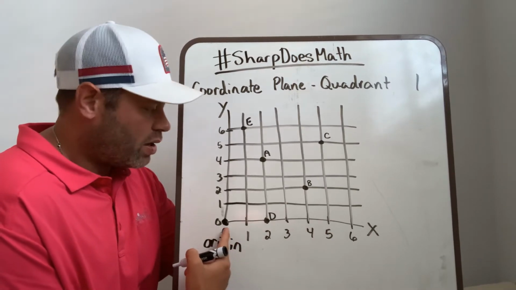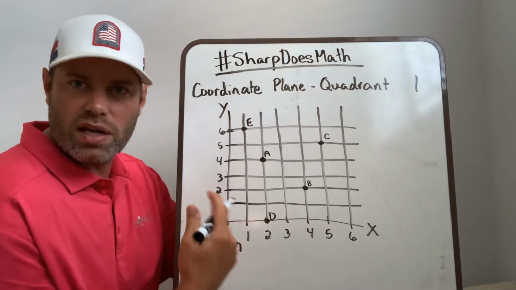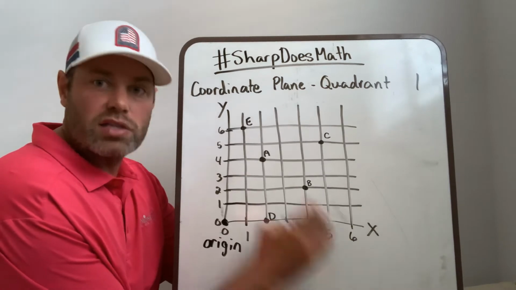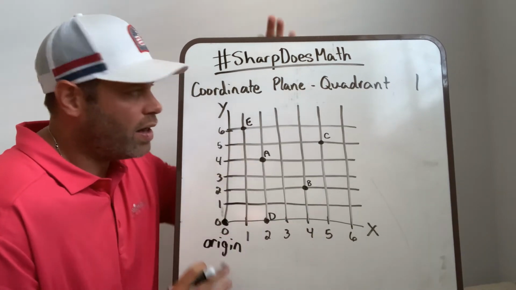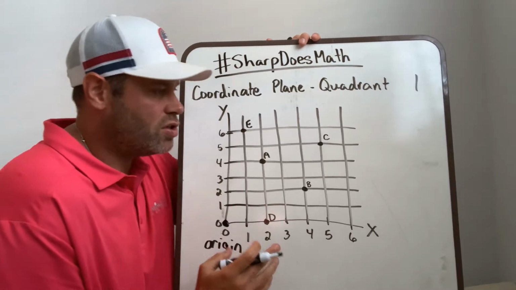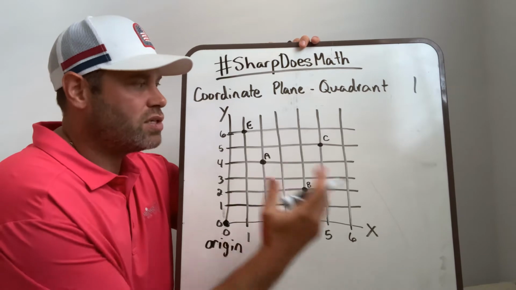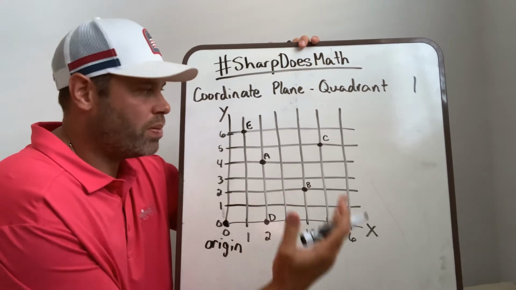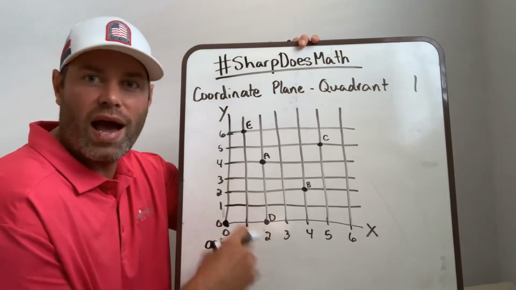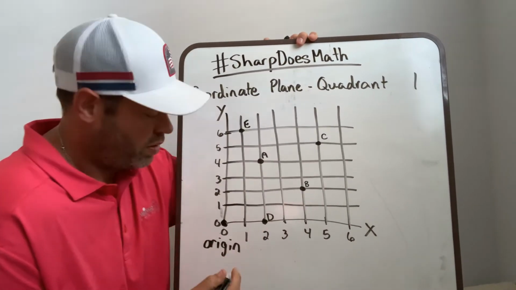And then we're going to go to the x-axis first, and then we'll go to the y. Just like in the alphabet, x comes before y. So we're going to use x before y here. And this is how it works. You're going to be asked to either give a point that matches up to a coordinate pair, or you're going to be given the point and asked to write the coordinate pair. So I'm going to show you how to do both.